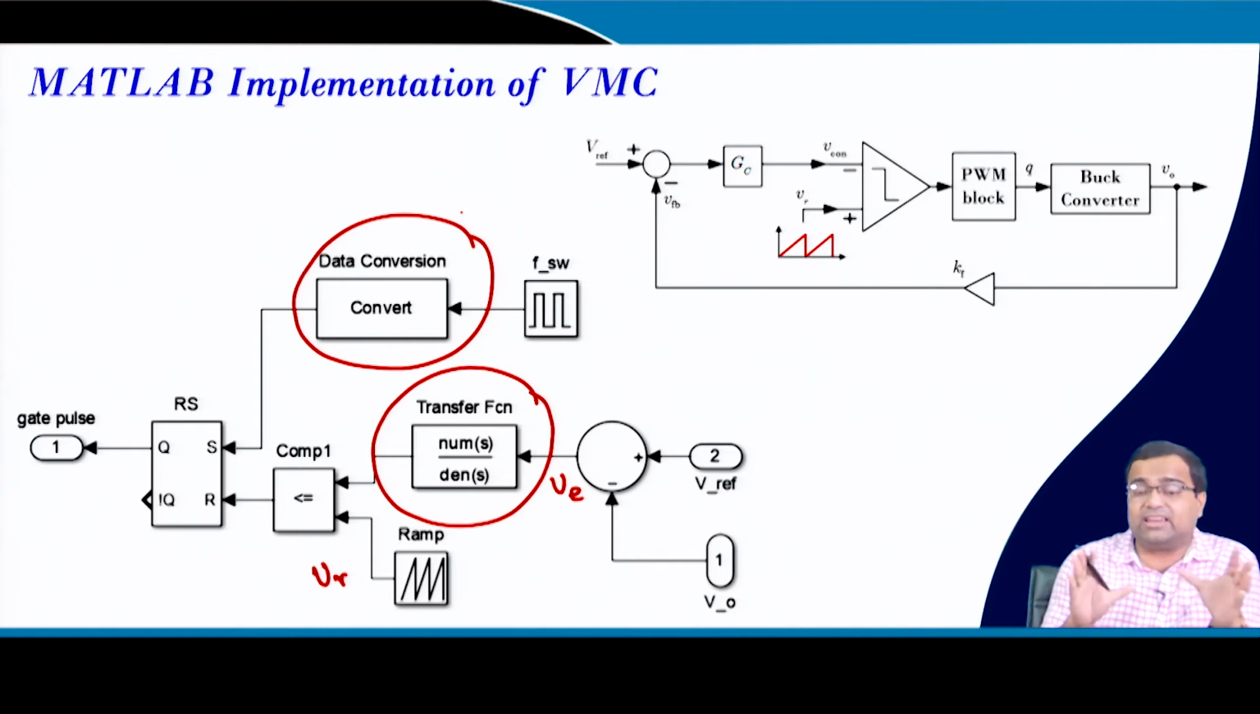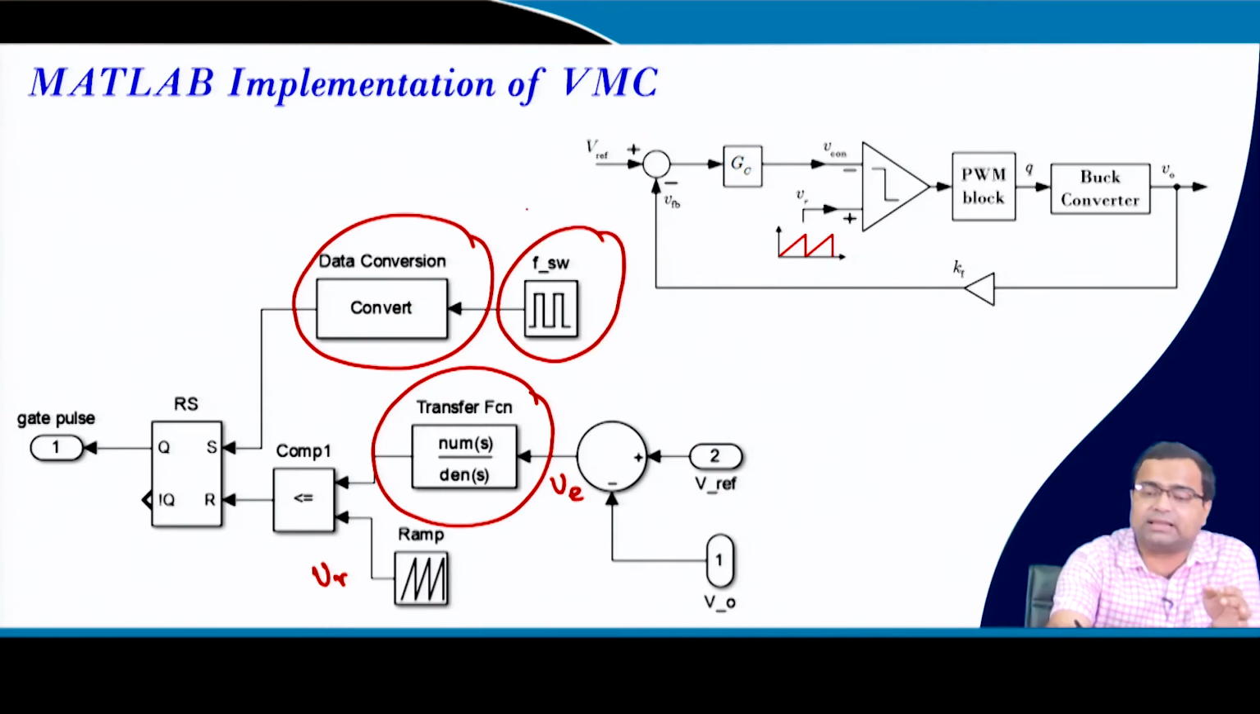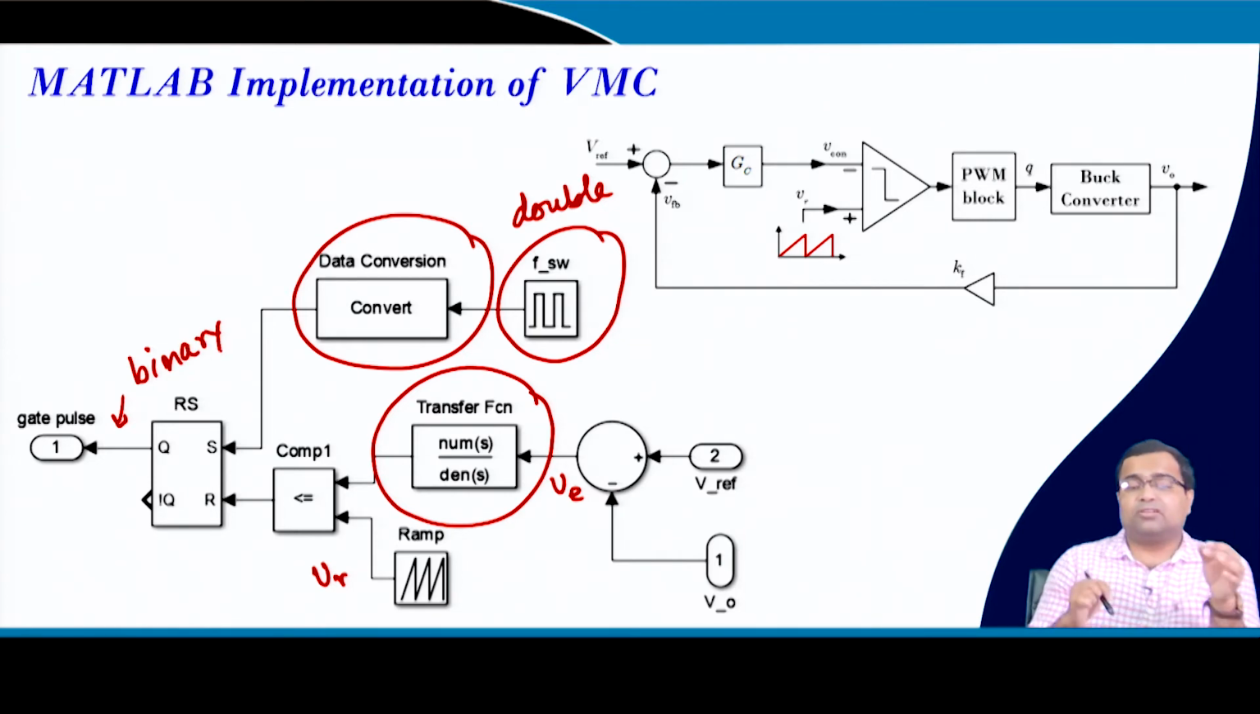This data conversion block is used to avoid any incompatible data matching. That is why this conversion block is used to make this switching clock, because sometimes the signal can be in double format and here it can be binary. So, in order to match such binary and double formats, we can simply use a data conversion block, and it will make sure they are compatible.